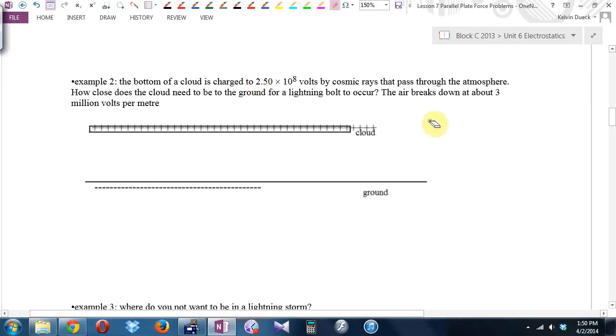Okay, so we know that electric field is the voltage divided by the distance. What's this question asking me to find? Distance. Oh, let's get the D by itself. I think the distance is going to be the voltage divided by the electric field.